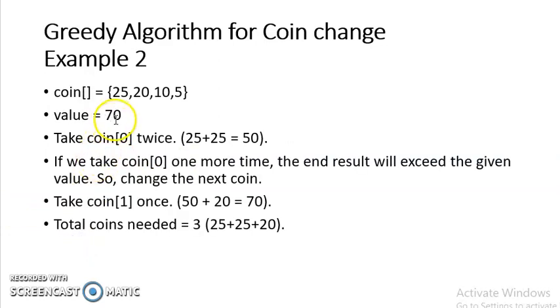Now let's say you have a value of rupees 70. So you start your algorithm as usual. You start with i equal to 0, which is 25. So you take two coins and that would make it 50. Now if you take this coin the third time, that would exceed the given value, which is 70. So you move on to the next coin, which is 20. So you add 20 and you see that now your change is complete. So you return this solution. Now three coins are needed, two of value 25 and one of value 20.